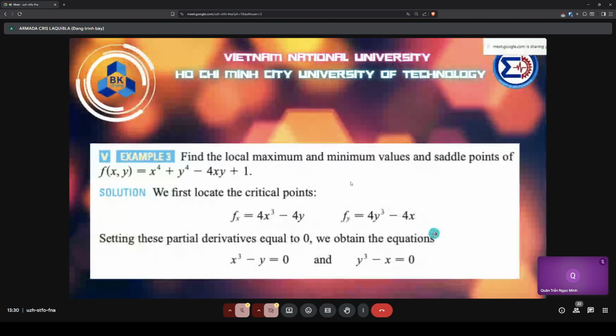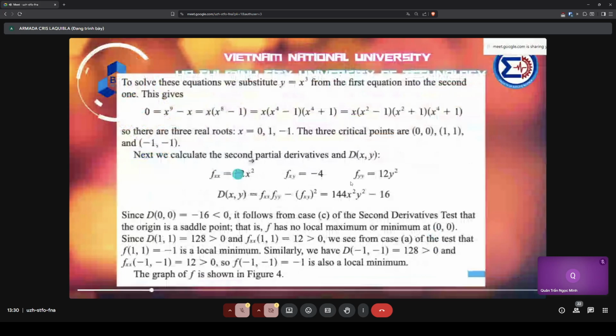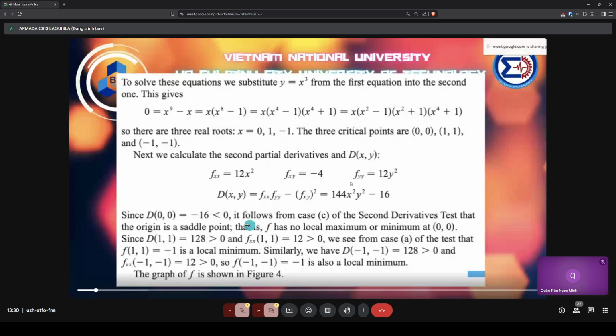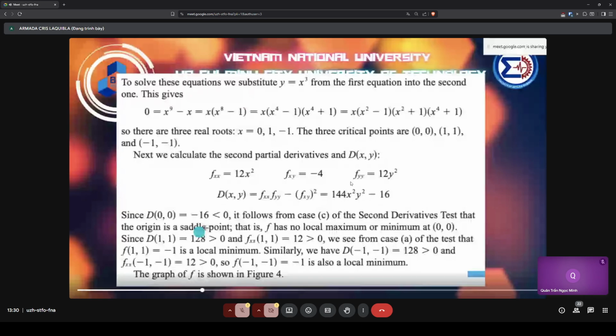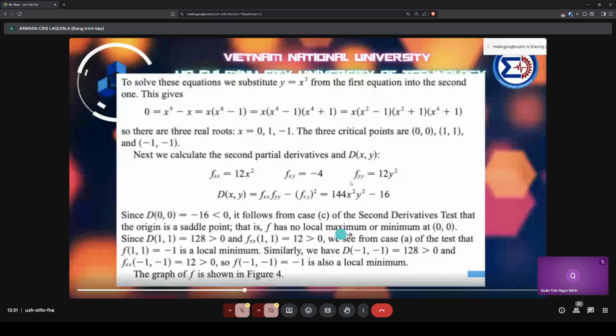We go back. Okay, it's here. It follows from case C of the second derivative test that the origin, the point (0, 0), is called the origin, right? Is a saddle point. That is, f has no local maximum or minimum at the point (0, 0).